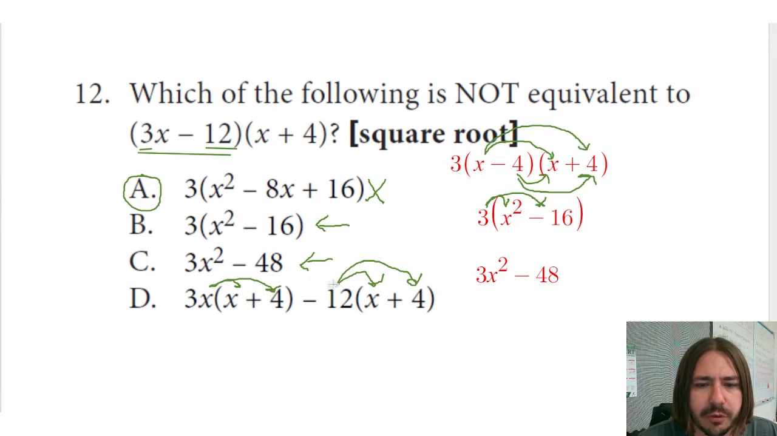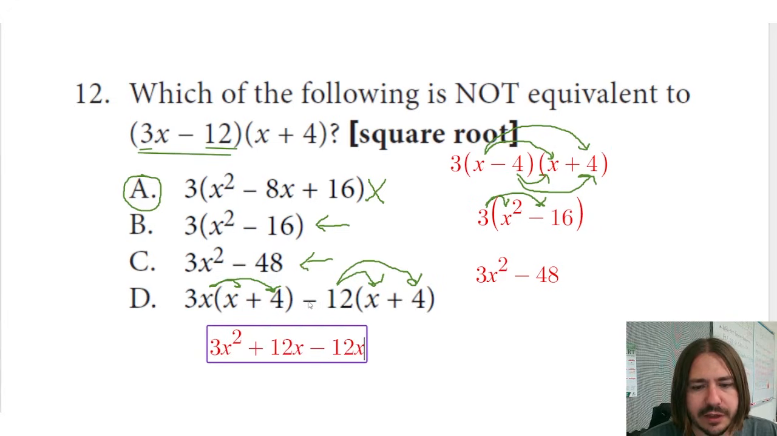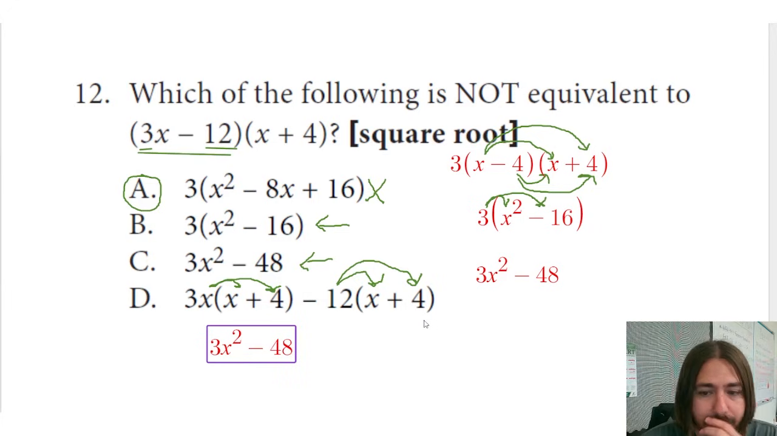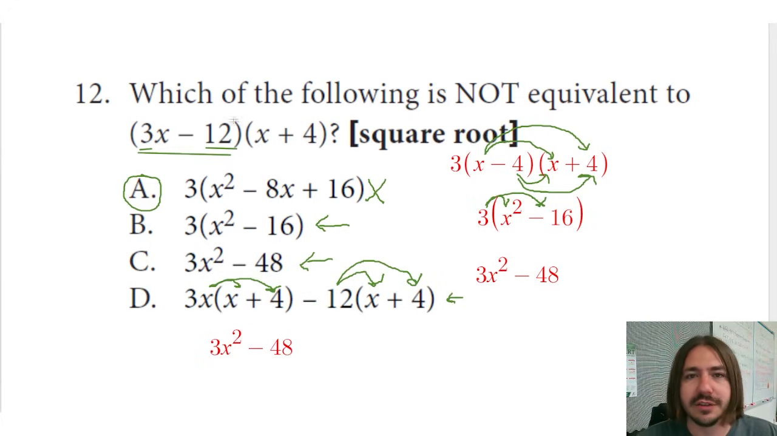Really what's going on with this expression is it looks like they're sort of in the middle of factoring using grouping, but you don't really need to factor by grouping here. Instead, what I'm going to do is distribute both of these. That's going to give me 3x squared plus 12x minus 12x minus 48. And then the plus 12x minus 12x is just going to be 0. So we get 3x squared minus 48, which is the same as C. So all of these three answer choices, B, C, and D, are equivalent expressions to the original one. The only one that's not is A.